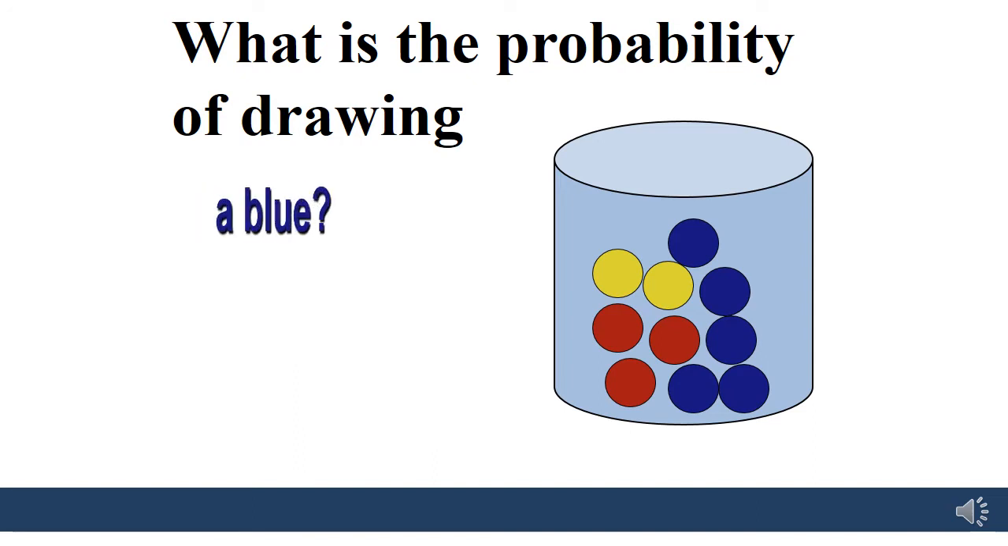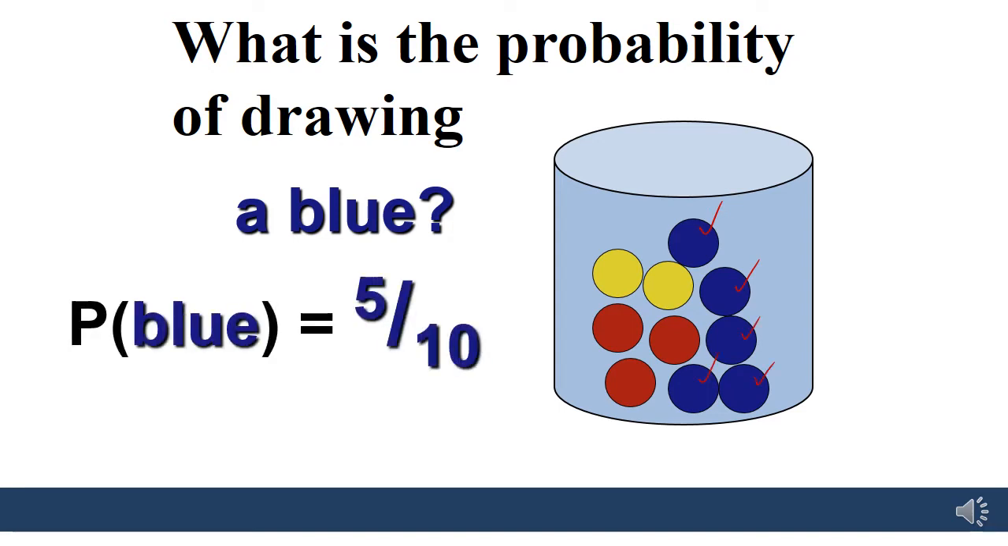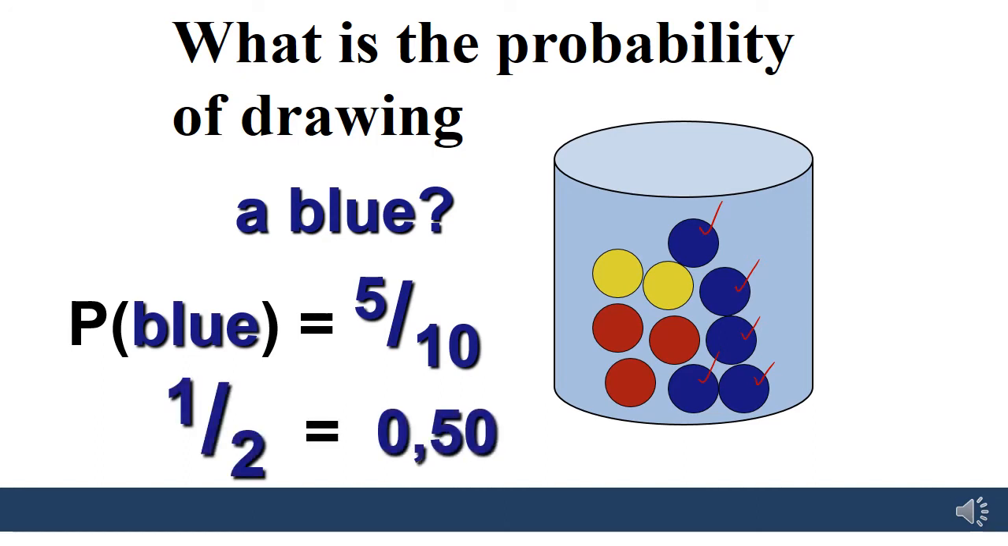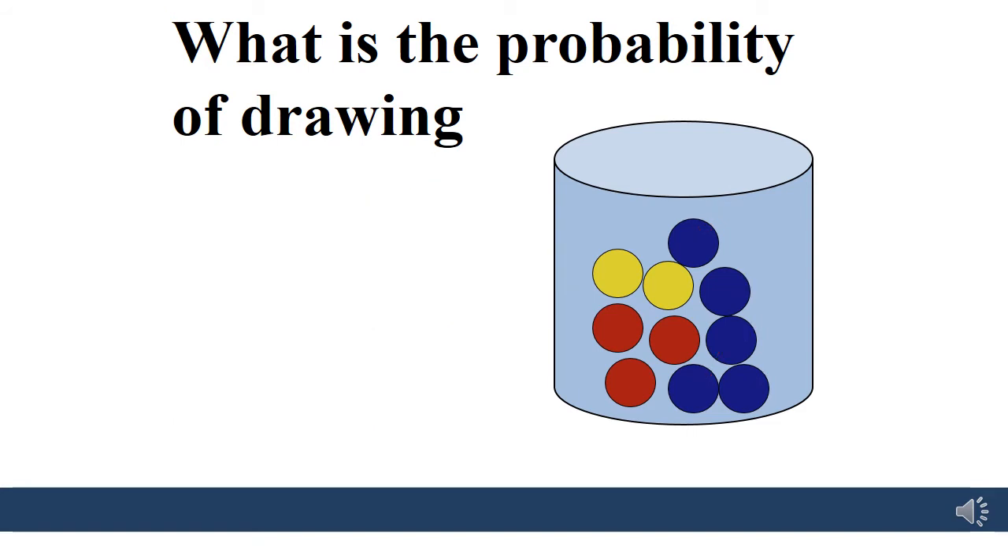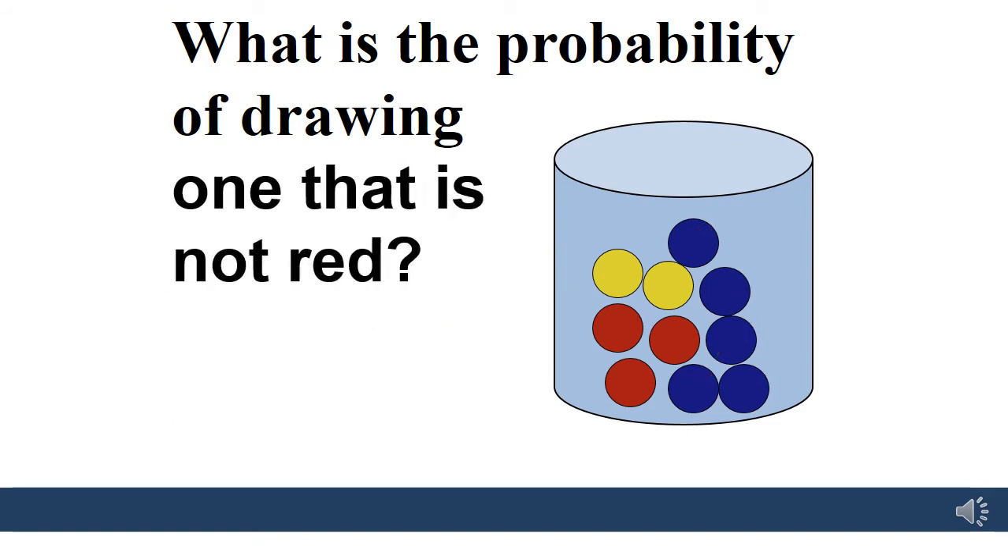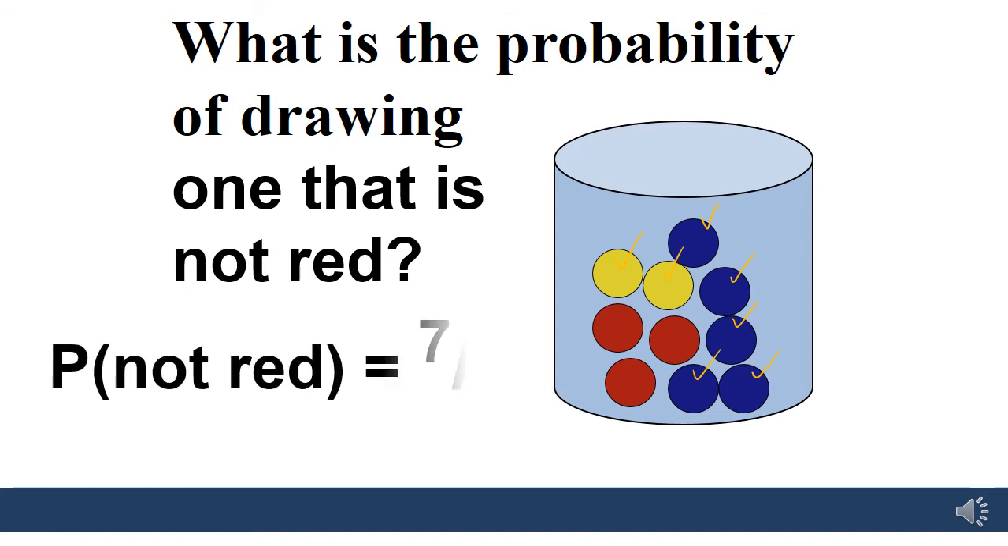What's the probability of drawing a blue? There are 1, 2, 3, 4, 5 blues out of 10 total. So 5 out of 10, which is a half or 0.5. Probability of drawing one that's not red. Well, the ones that are not red, let's count. Not red, not red, not red, not red, not red, not red, not red. So that's 7 out of 10.